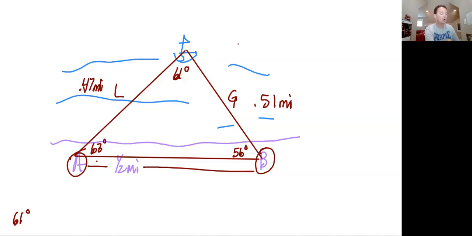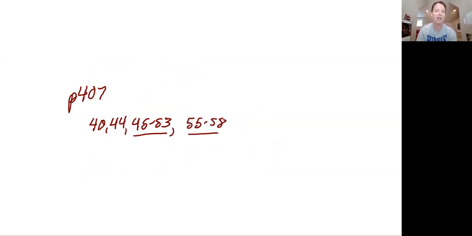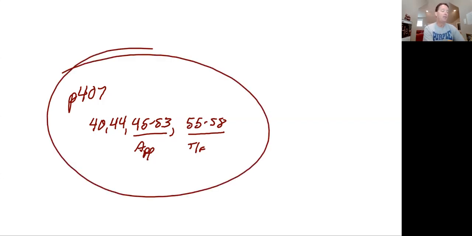Okay, well, so today, I'm just gonna have you do one set of problems. I'm gonna write them out for you here. We're gonna do page 407. It's the same section in the book. It's 40, 44, and 45 to 53. That's the application problems. 55 to 58, if I'm not mistaken, that is true or false problems. Okay, so a fair amount of work, but I want to believe that the work is pretty straightforward now that we got the hang of the law of sines.